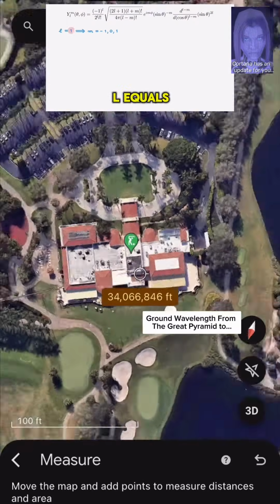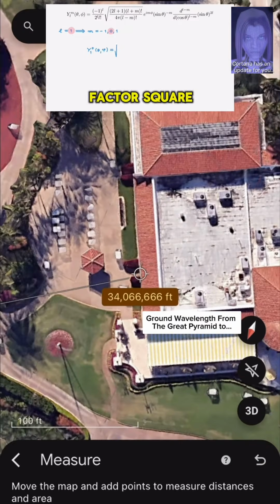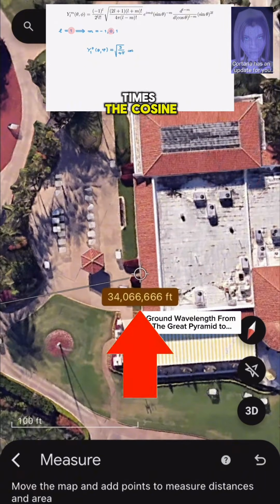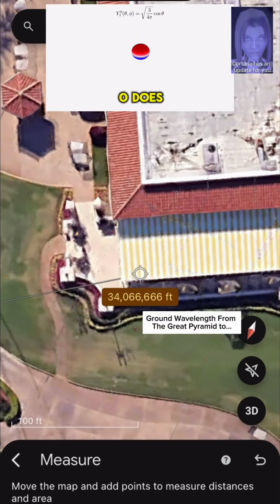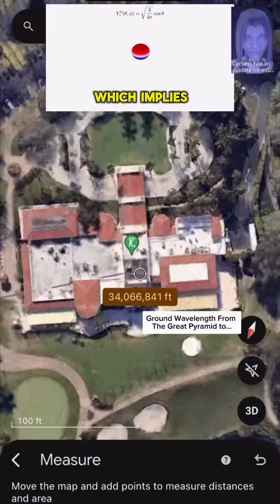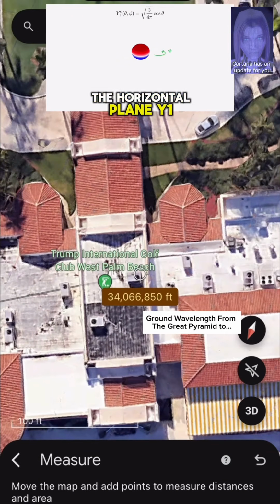Let's now look at L equals 1 and M equals 0. We have the spherical harmonic Y10. We get the prefactor square root of 3 over 4 pi times the cosine of theta. This here is a plot of the Y10 spherical harmonic. We see that Y10 does not depend on the angular variable phi, which implies that the spherical harmonic looks the same in all directions within the horizontal plane.